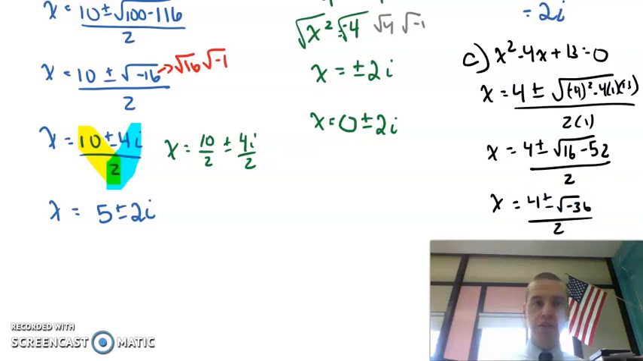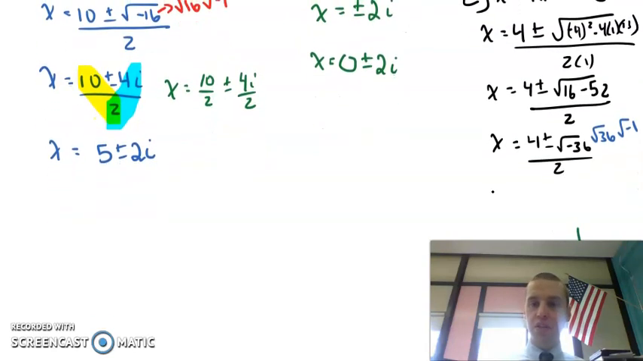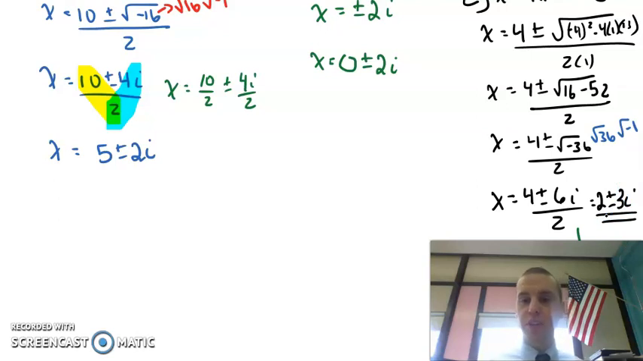Again, the square root of negative 36 can be rewritten as the square root of 36 times the square root of negative 1. We know that to be 4 plus or minus 6i divided by 2. And we can rewrite that as 4 divided by 2, which is 2, plus or minus 6 divided by 2, which is 3i. And there's your answer. x equals 2 plus or minus 3i.